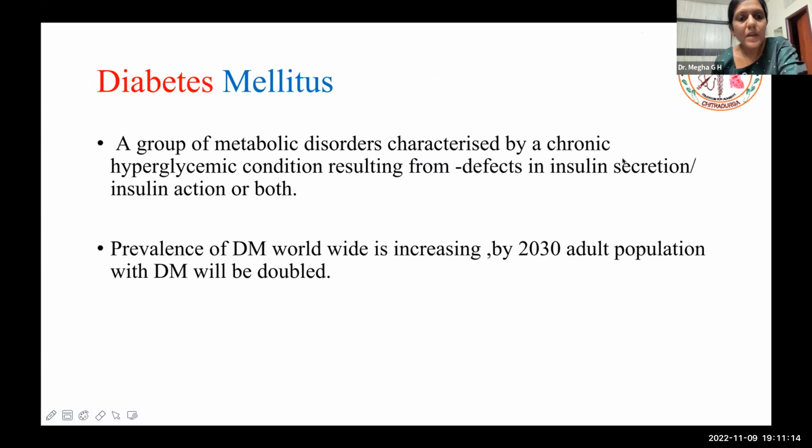By definition, diabetes mellitus is a group of disorders characterized by chronic hyperglycemic condition resulting from defects in insulin secretion or insulin action or both. The prevalence of diabetes mellitus is increasing worldwide. By around 2030, the adult population with diabetes mellitus could be doubled in number.